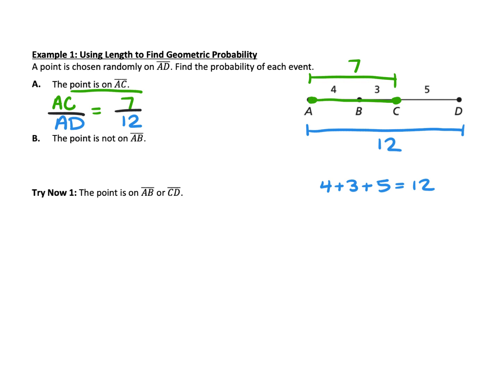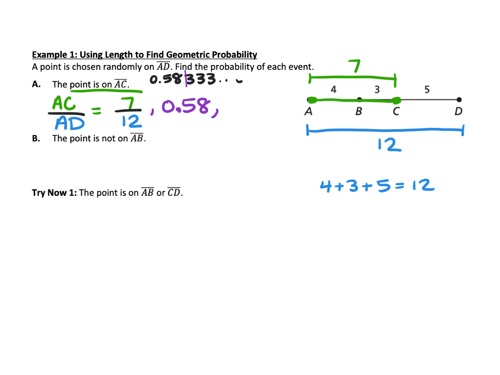You can also express that as a decimal. Take your calculator and do 7 divided by 12. And when you do that, you're going to get this number, 0.58333, and then it just continues to repeat. If we write it as a decimal, we just need to round to the hundredth, so that's 0.58.